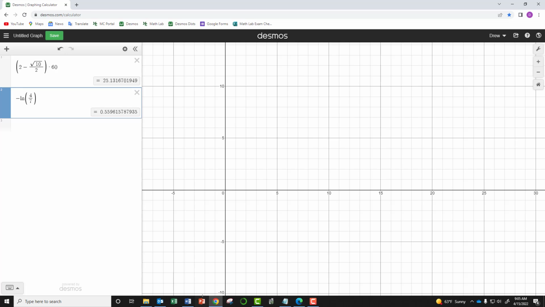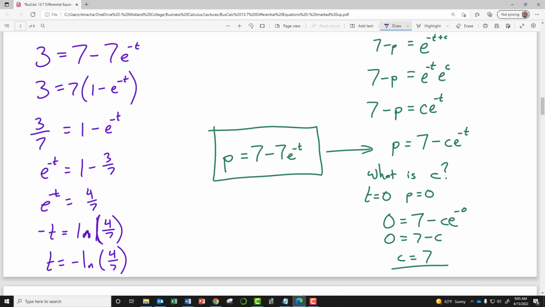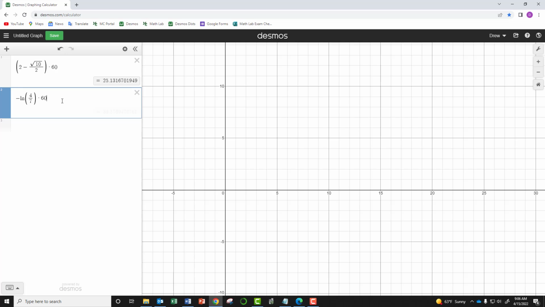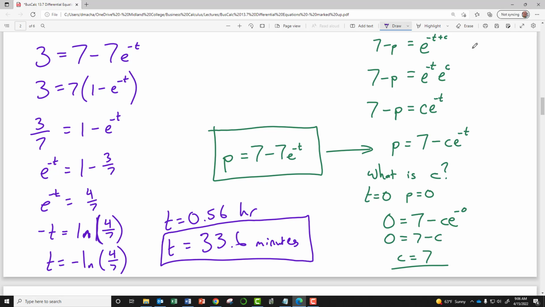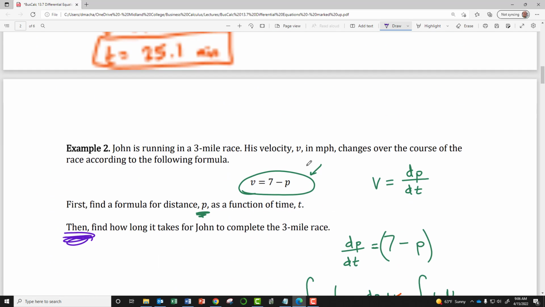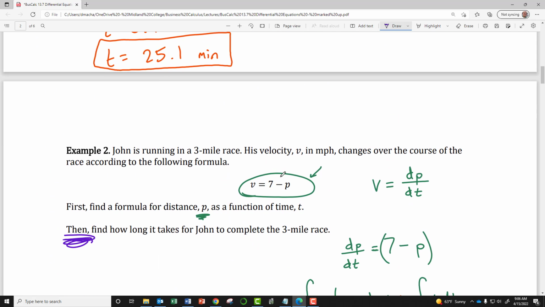0.56 hours. Or if I wanted to make that in minutes, of course I multiply times 60 like I've done before, and that is going to be 33.6 minutes. And that's how long it takes John to finish his 3-mile race when his velocity is given by this formula, 7 minus the number of miles he's run.